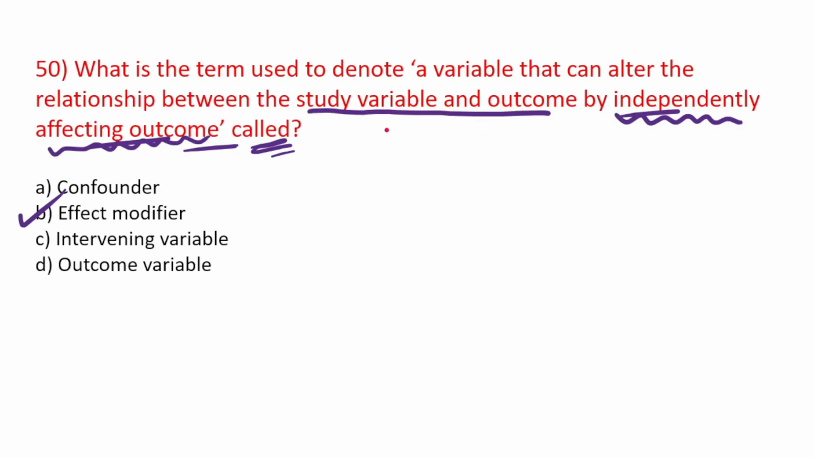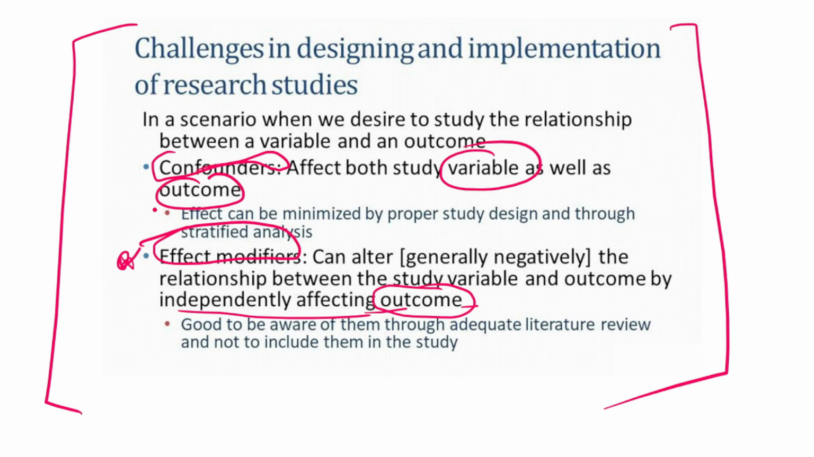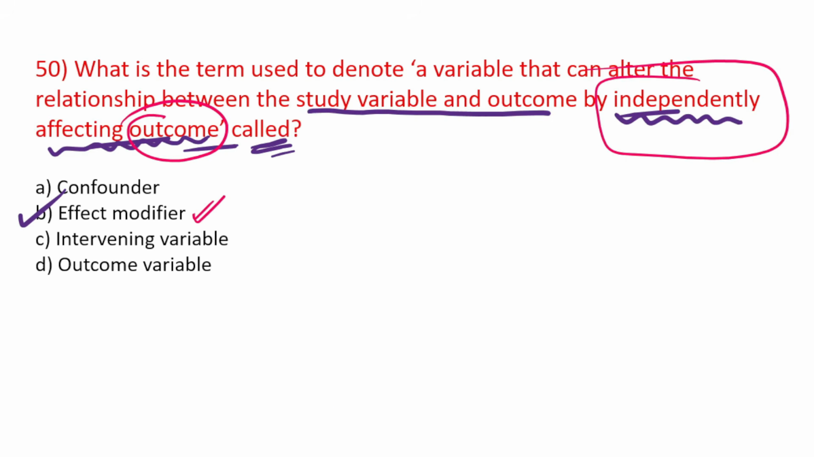So from our question, the question itself was asking: what is the term used to denote a variable that can alter the relationship between the study variable and the outcome by independently affecting the outcome only? So then it is called an effect modifier. So this has been confirmed from this chart. So I request all the students who are giving the examination to please become perfect with what are confounders and what are effect modifiers and get well versed with this chart. So please remember the question and also the answer for this question.